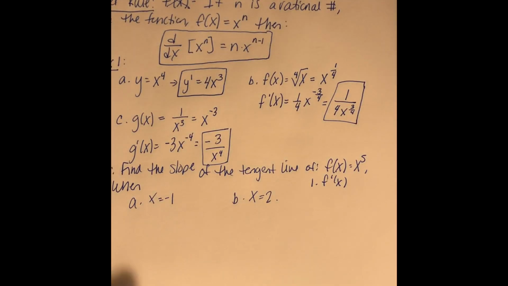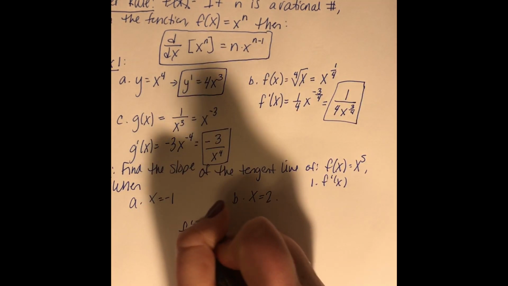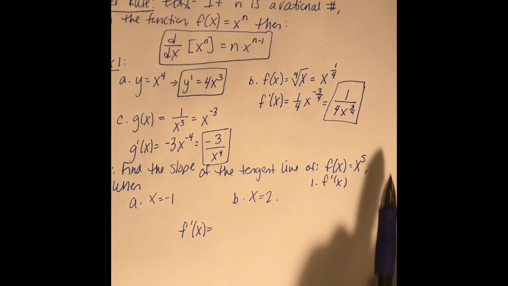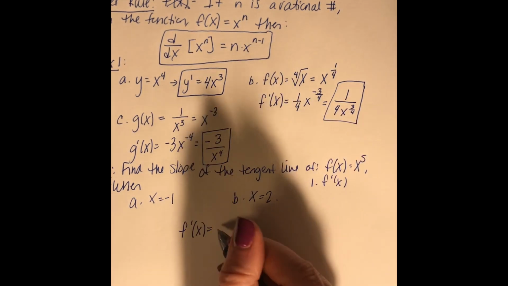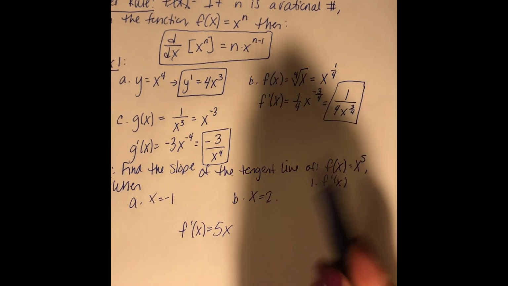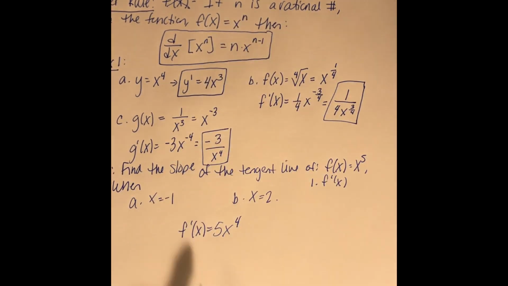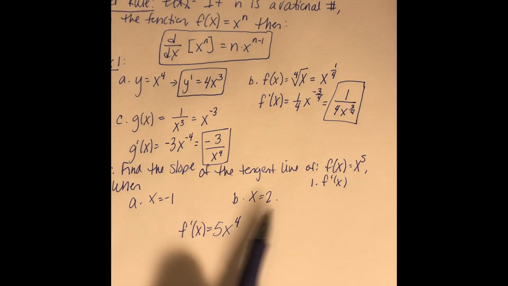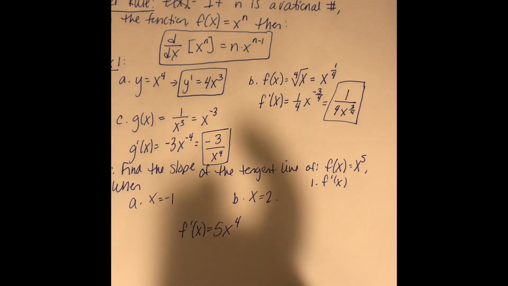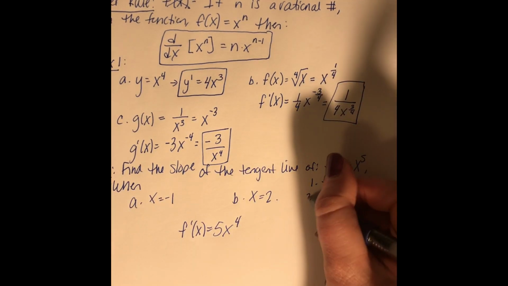Before, it would take a long time. We can quickly identify now that f prime of x, using the power rule, take the 5, kick it out in front, subtract 1 from 5 to get 4. So now this is the general equation for slope. Now if we're going to find it at these specific x values, step 2, plug in the x value.